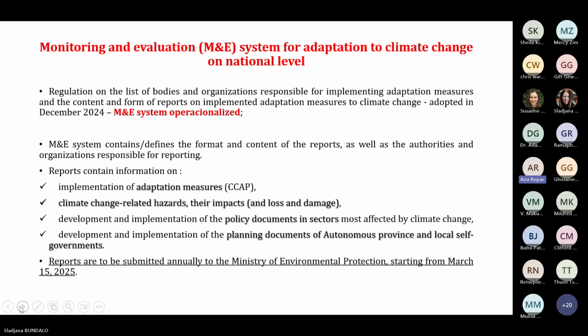These reports contain information on implementation of adaptation measures within the adaptation program and action plan, climate change-related hazards and their impacts, for example, floods, droughts, hail, etc., and losses and damages from it. Development and implementation of the policy documents in sectors that are most affected by climate change, and those are the sectors which I showed in the previous slide. And the development and implementation of the planning documents of autonomous province and local self-governments. Those reports are to be submitted every year, so annually, to our ministry starting from March this year. Next slide.